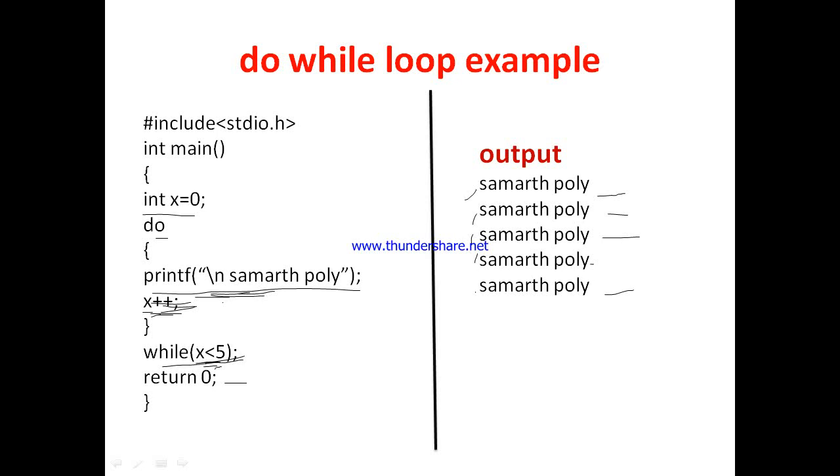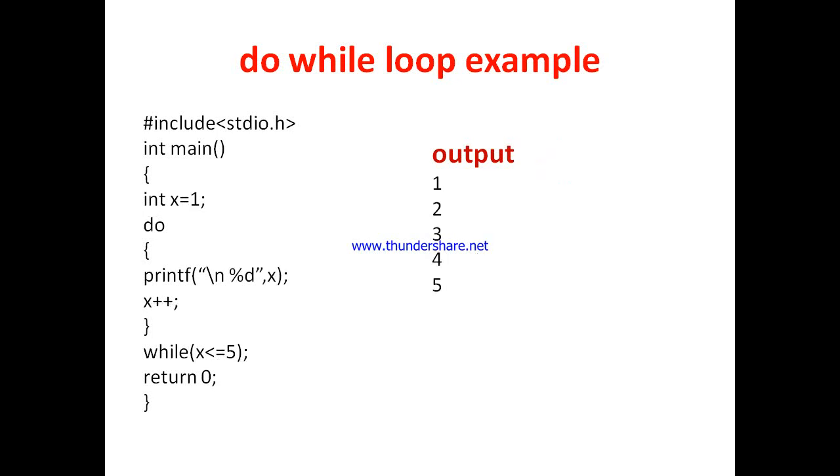So that it prints the Samartha Poly 5 times. Now next program, here I have declared and initialized the x variable with 1. Now here printf %d x, that means we are printing the value of x plus plus, that means x is incrementing by 1. So here the condition is given: x is less than or equal to 5.